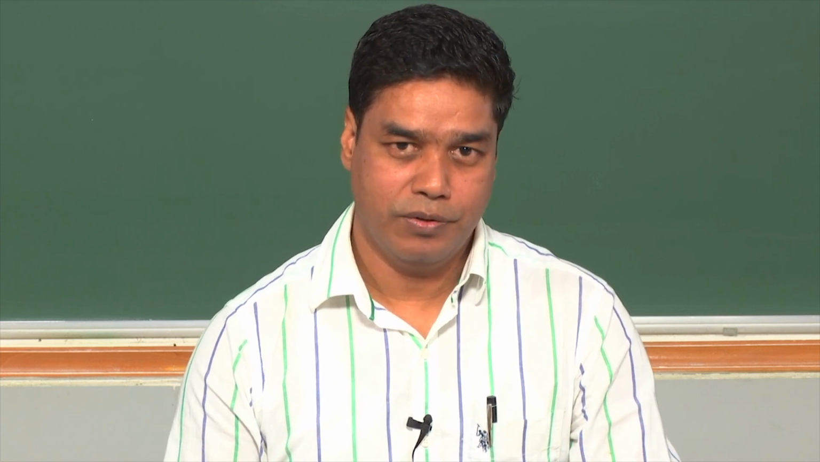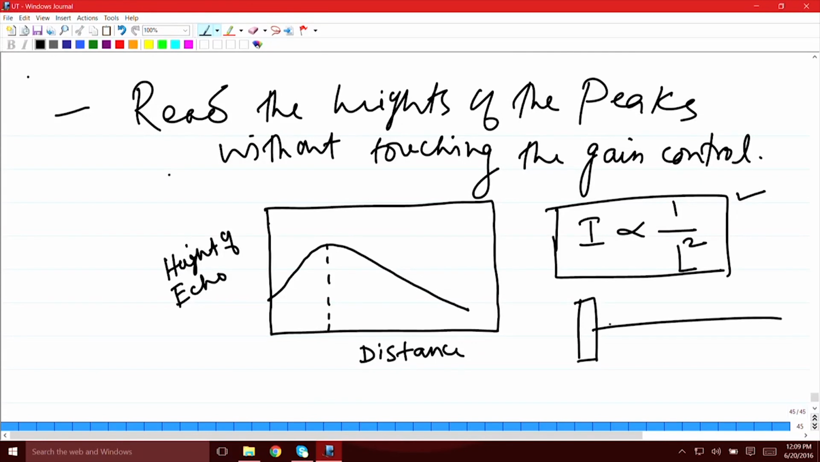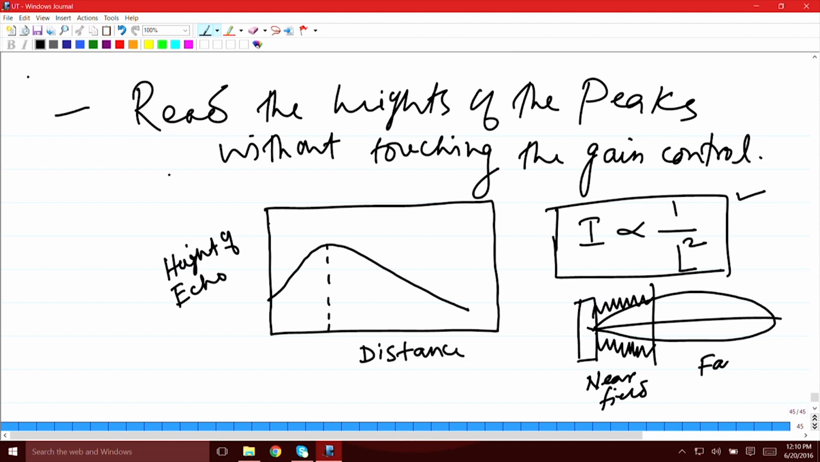So, let me explain to you. If you remember in the ultrasonic beam we have seen this, the shape of the beam is something like this, and close to the probe we have seen that there are a lot of fluctuations. This particular region is known as near field and the other one is far field. Okay. So, in the near field there are a lot of fluctuations.